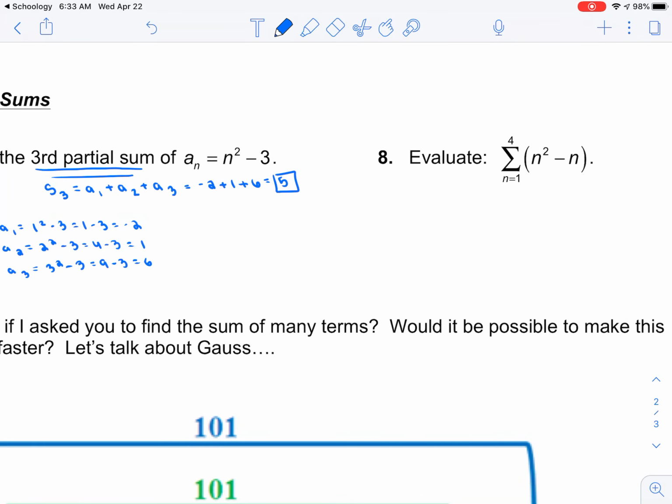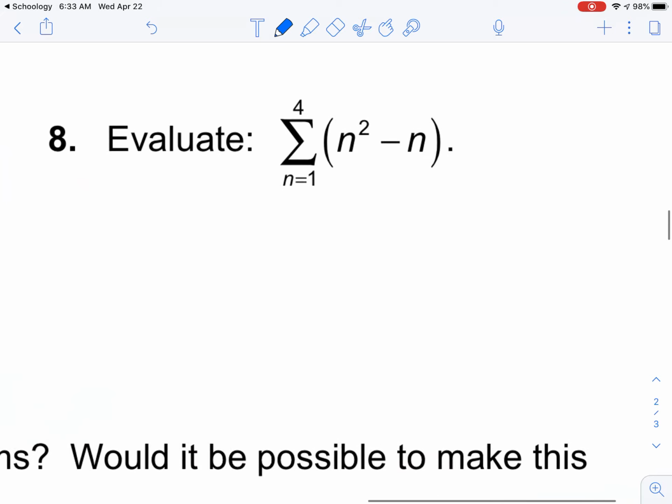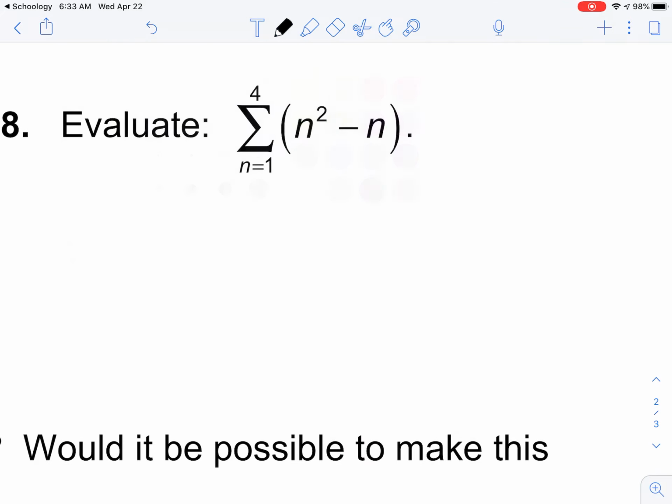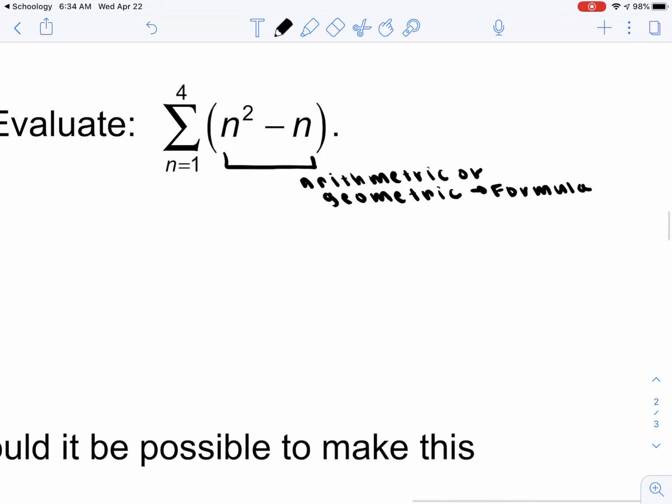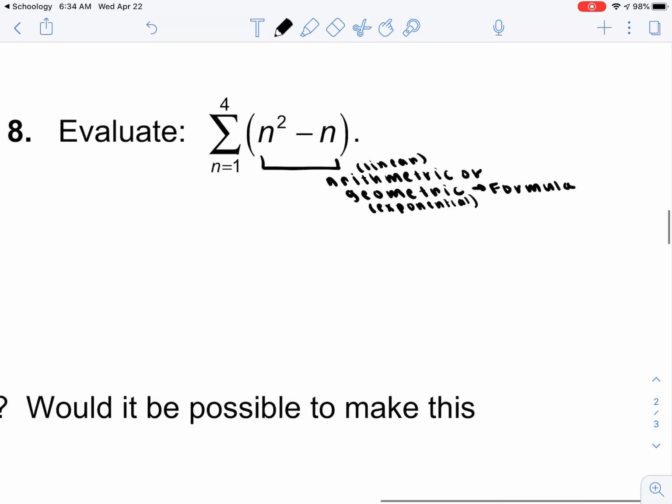Now, when you are asked to evaluate a sigma, you're going to learn that if the rule to the right is arithmetic or geometric, there is a formula you can use to make this process easier. If it is not, you cannot use a formula. You have to do this by hand. Now, for this problem, notice it's not arithmetic, because if it was arithmetic, it would be a linear equation, y equals mx plus b. Don't see that. Geometric would be an exponential equation. Don't see that. So you would have to do this by hand.